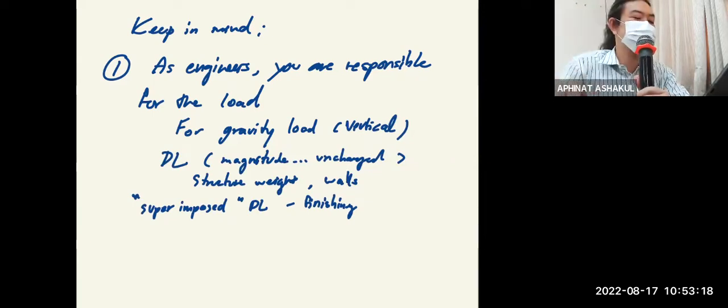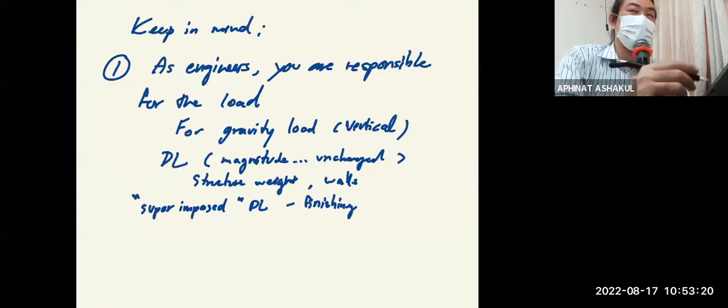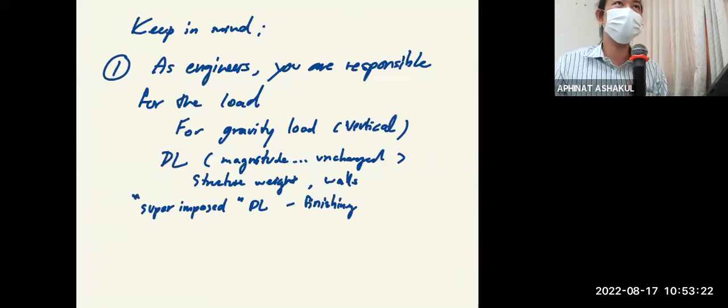Maybe. Maybe not. So what else can you think of? Anything else that you can put on your structure that is dead load? Think about it. You have some kind of piping system underneath, right? Your conduits, sometimes they're called conduits, right?